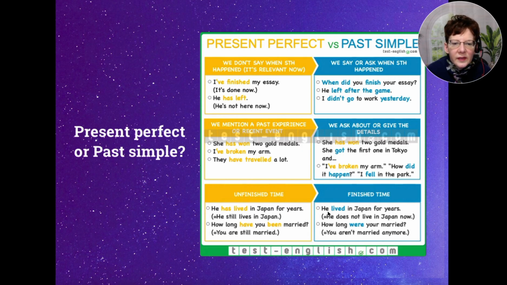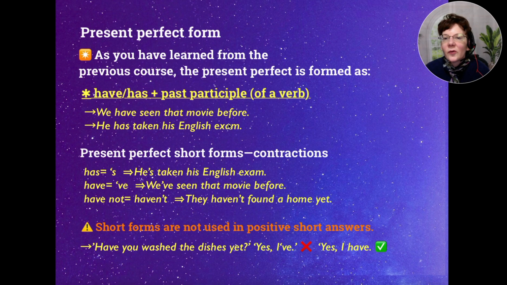So, where it says he has lived in Japan for years, he still lives there. Here, it's the same thing. He lived in Japan for years. This means he does not live in Japan now. So that's a finished time or action. Okay, all right. So the present perfect form.